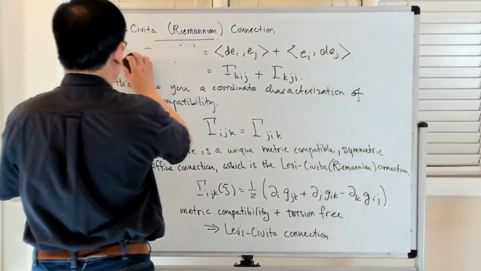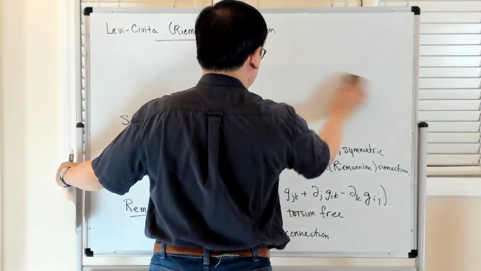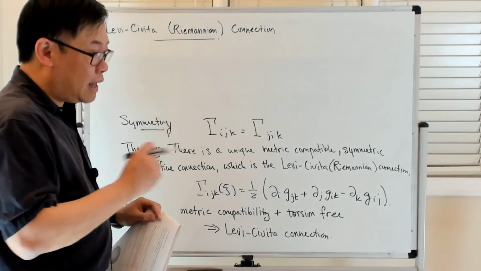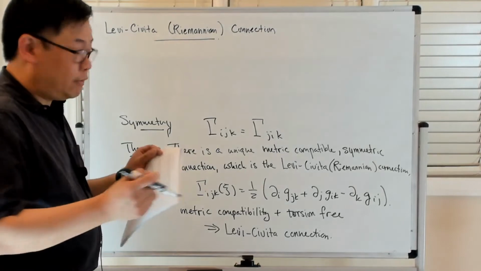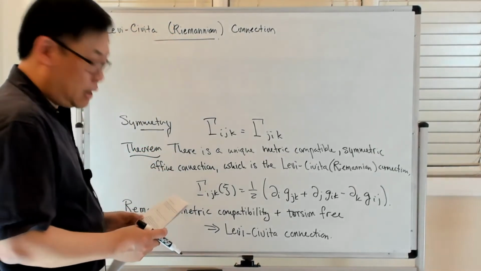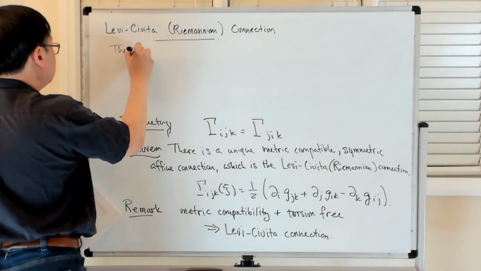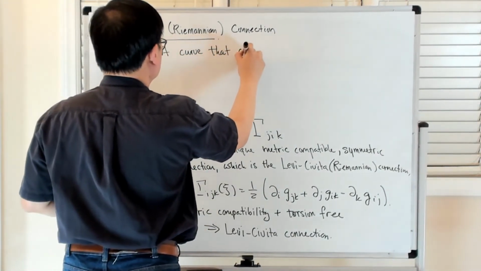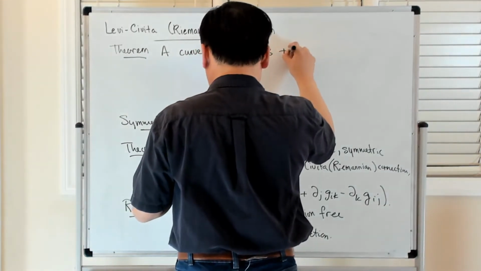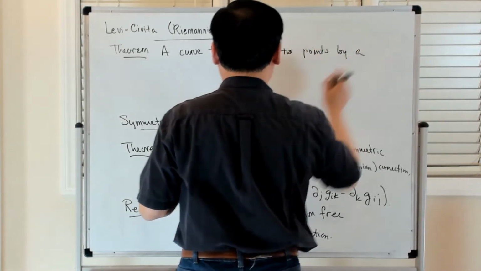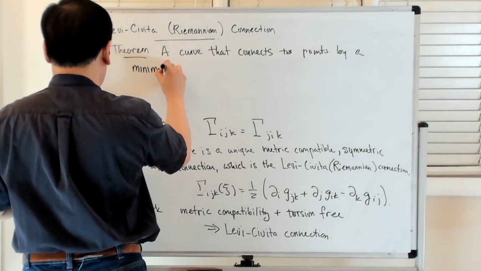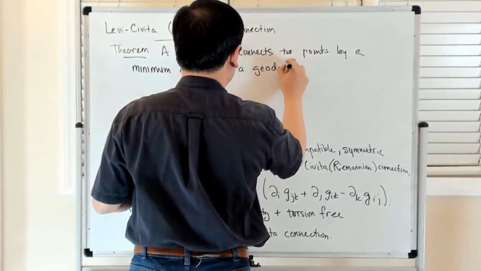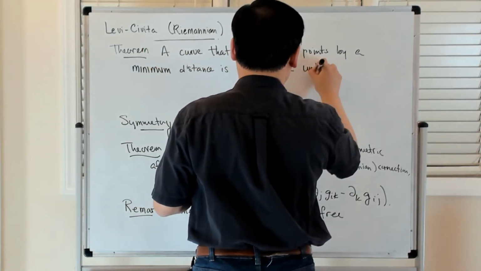And the theorem basically is that if you use that notion of geodesics with respect to the Levi-Civita connection, that is equivalent to the notion of length minimizing curves, where you measure the length of the curve using the corresponding Riemannian metric. Okay, so the theorem is as follows: a curve that connects two points by a minimum distance is a geodesic under the Levi-Civita connection.